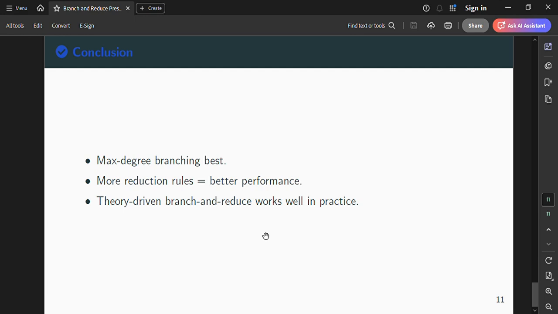So, in conclusion, theory and practice can work hand in hand, and branch and reduce should be considered seriously alongside more traditional practical methods.